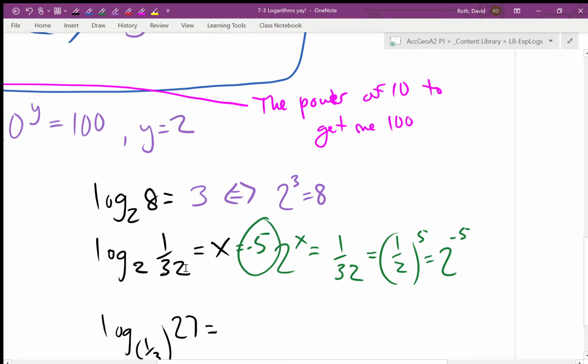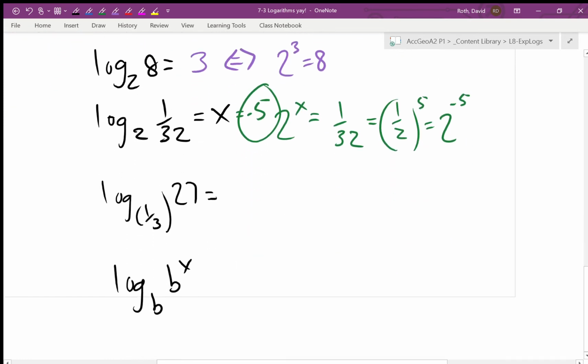And there's a way to do logs in a calculator. It's hard for me to show you how, I would put it up on the screen. But in any case, if you do 2 to the negative 5th on your calculator, you'll see you get 1 over 32. Okay, next one.